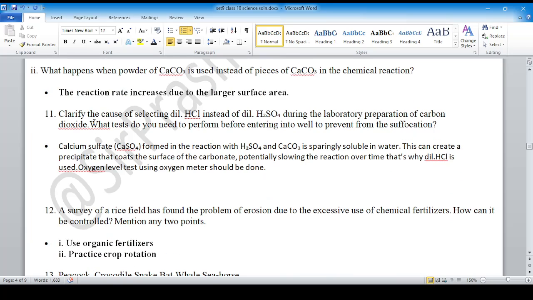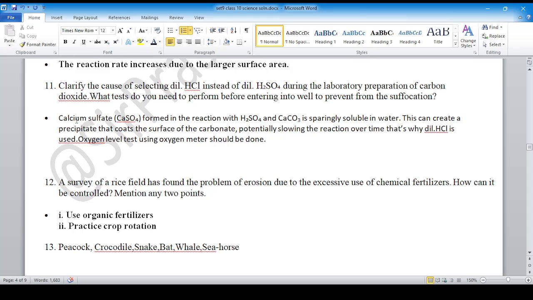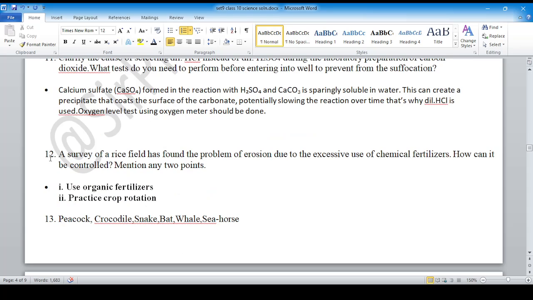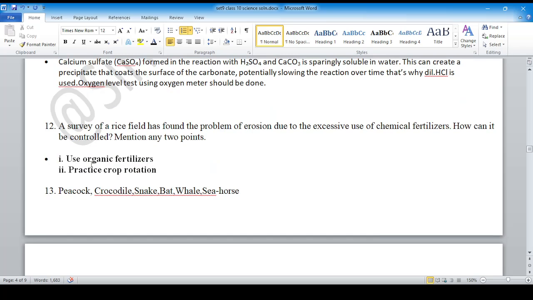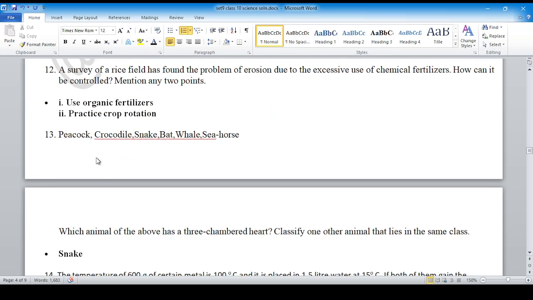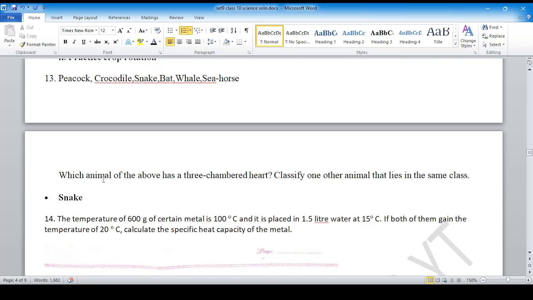For question number 11, the answer is given here. For question number 12, the answer is written here. For question number 13, you can see the answer here. Which animal of the above has a three-chambered heart? So this one is a snake.